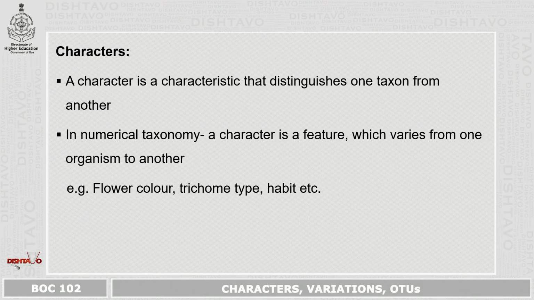Now we will try to learn about characters. A character is a characteristic that distinguishes one taxon from another. In numerical taxonomy, a character is a feature which will vary from one organism to another. For example, flower color. A plant may have a red flower, another will have a yellow flower, another may be white, blue, like that you will find different types of flower color. So that is a character. In the same way, trichome type. Trichome may be glandular, aglandular. Habit: a plant may be woody or herbaceous, etc. So these are called characters.